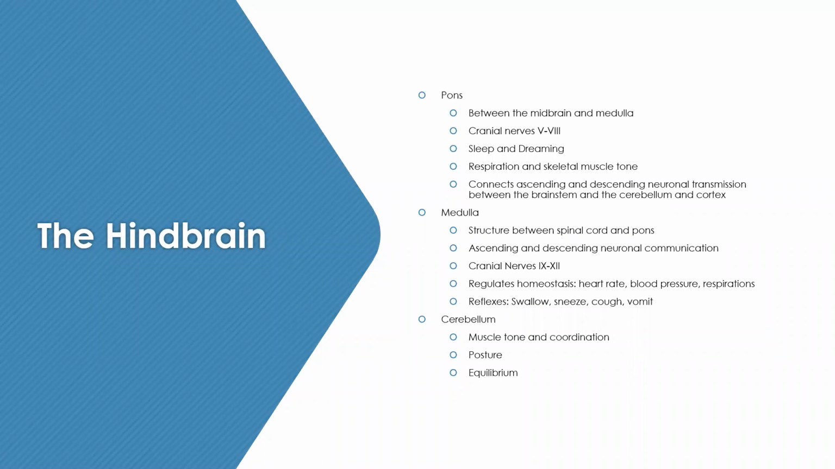The medulla is the structure between the spinal cord and the pons, and it helps with ascending and descending neuronal communication. It controls cranial nerves 9 through 12 and regulates homeostasis. So it helps to regulate heart rate, blood pressure, and respirations. It's also involved in assisting with reflexes such as swallowing, sneezing, coughing, and vomiting. The cerebellum controls muscle tone and coordination, as well as posture and experience of equilibrium. And those are the different brain structures that we'll refer to as we talk more about psychiatric disorders and how they're impacted by the brain.